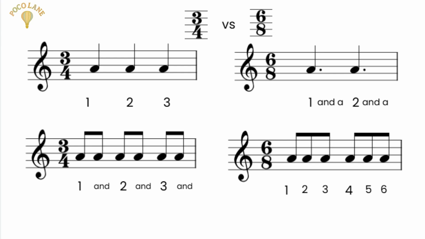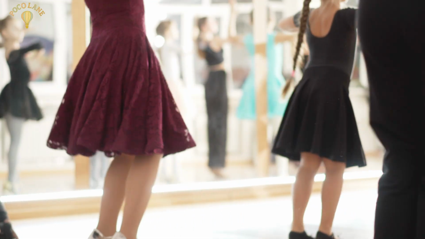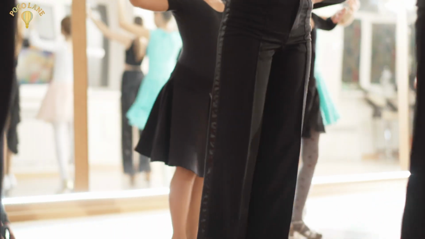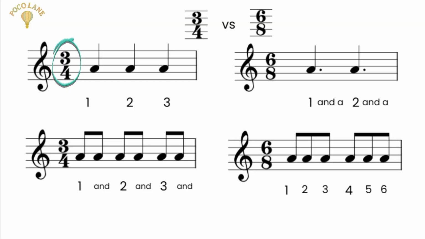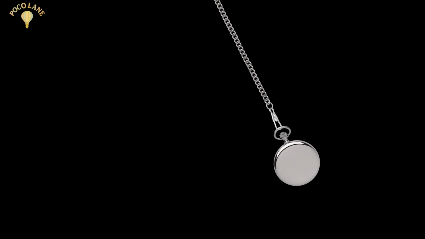What about 3/4 time versus 6/8 time? Mathematically, 6/8 equals 3/4. However, in music, the accents cause a distinct difference in the way we feel the music. In 3/4 time, there will be an accent on the first beat, giving that waltz feeling mentioned earlier. In 6/8 time, the quavers are grouped into 2 groups of 3. 1, 2, 3 are grouped together and 4, 5, 6 are grouped together. These 2 groups give a 1, 2 feeling, just like a pendulum swinging.